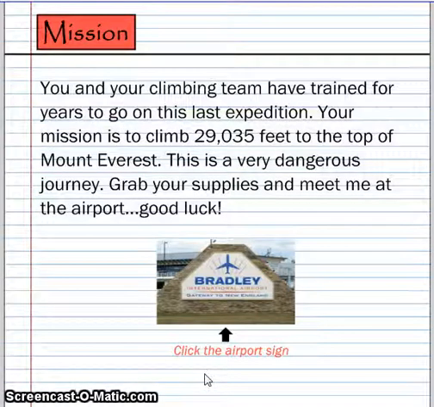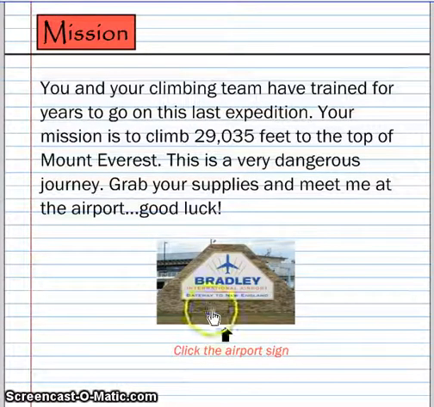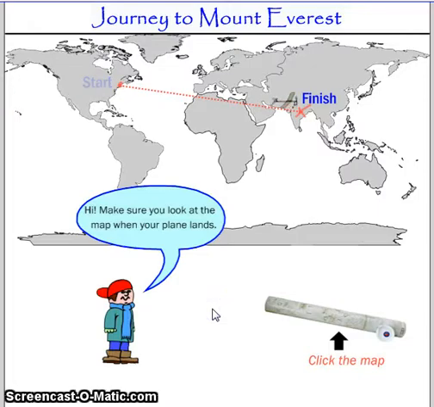You and your climbing team have trained for years to go on this last expedition. Your mission is to climb 29,035 feet to the top of Mount Everest. This is a very dangerous journey. Grab your supplies and meet me at the airport. Good luck. Make sure you look at the map when your plane lands.